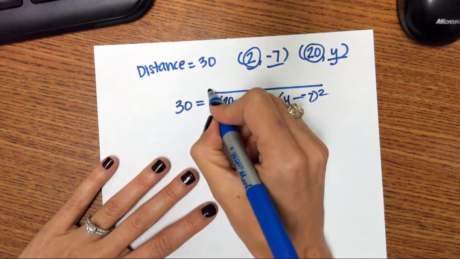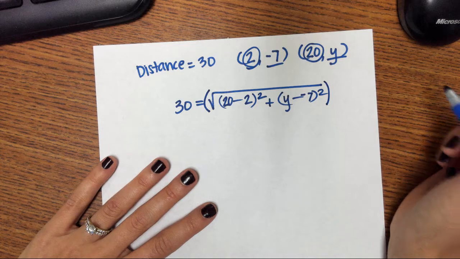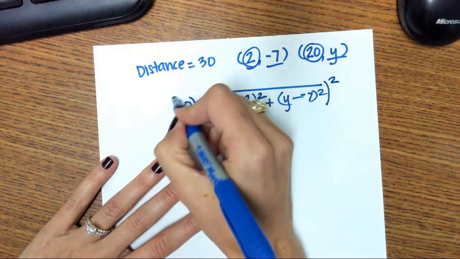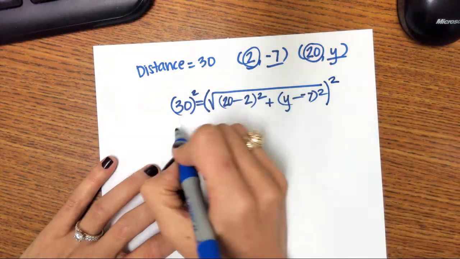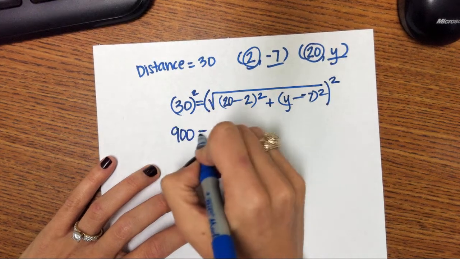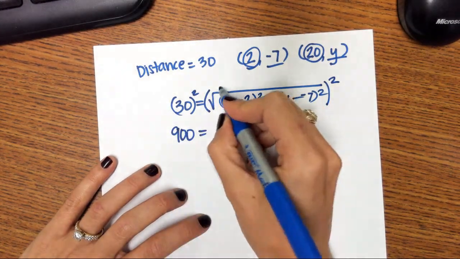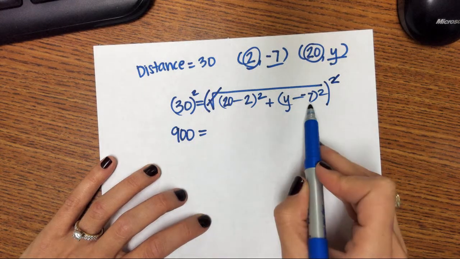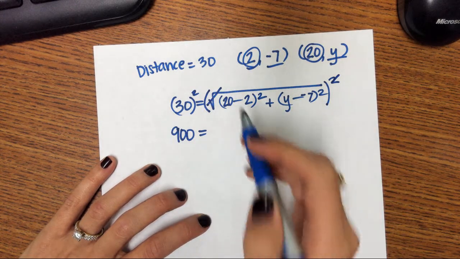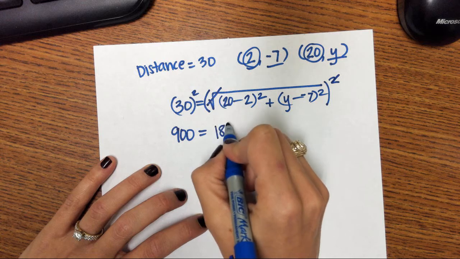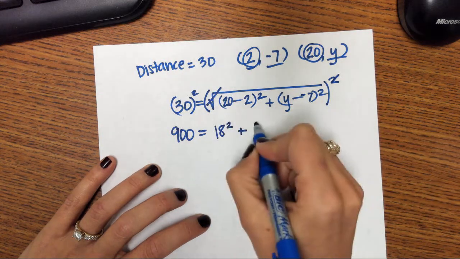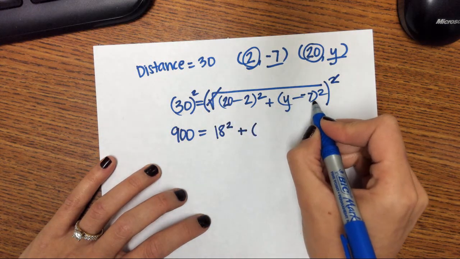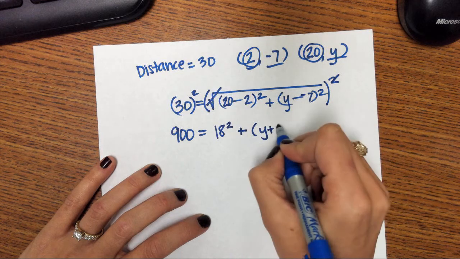To get rid of a square root, you do the opposite of square rooting. You square both sides. So 30 squared is 900. And now my square root is gone. I'm going to go ahead and clean this up a little bit if you're okay with that. 20 minus 2, so 18 squared plus y minus negative 7. That's y plus 7.